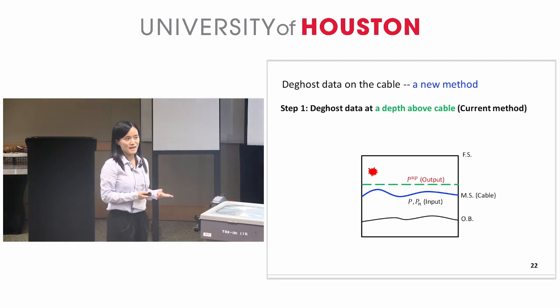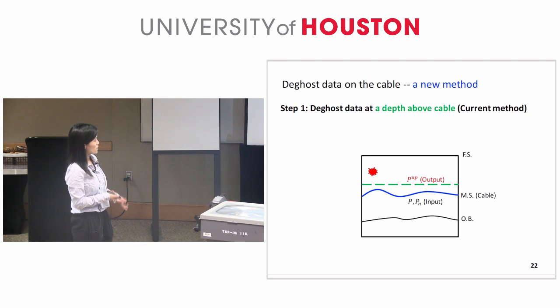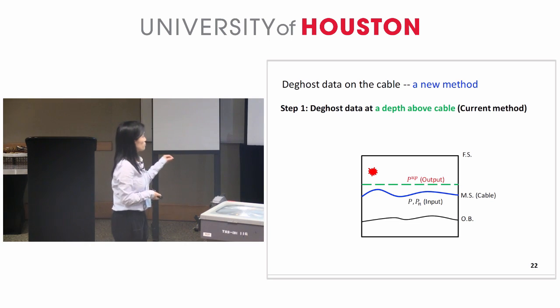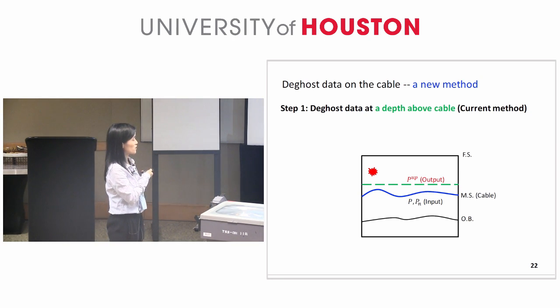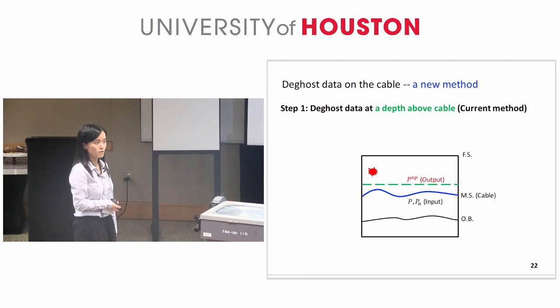It can be with a random shape, in fact. So it takes 2 steps to finish the job. The first step is we use the acquired data on the cable, the pressure P and its normal derivative, as input to predict data at a depth above, and that is deghosted. As you can see here, the input is on the blue cable, and the output is on this green dashed line. This is actually what the current method performs.